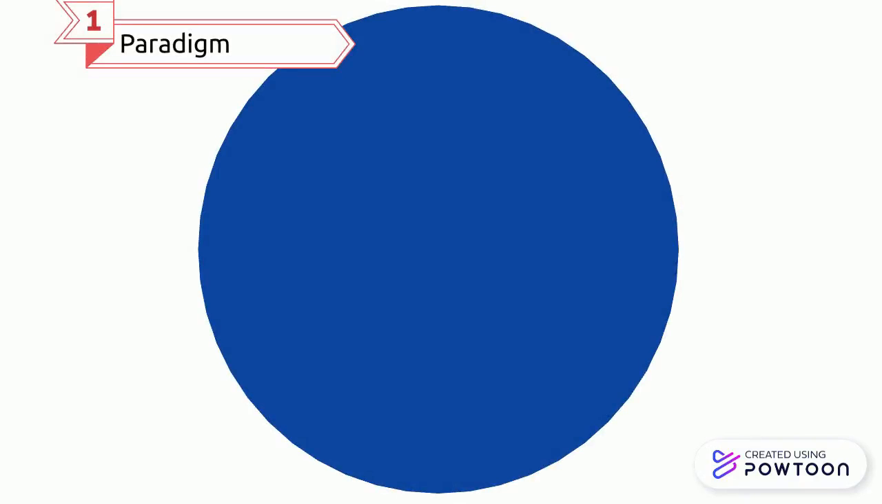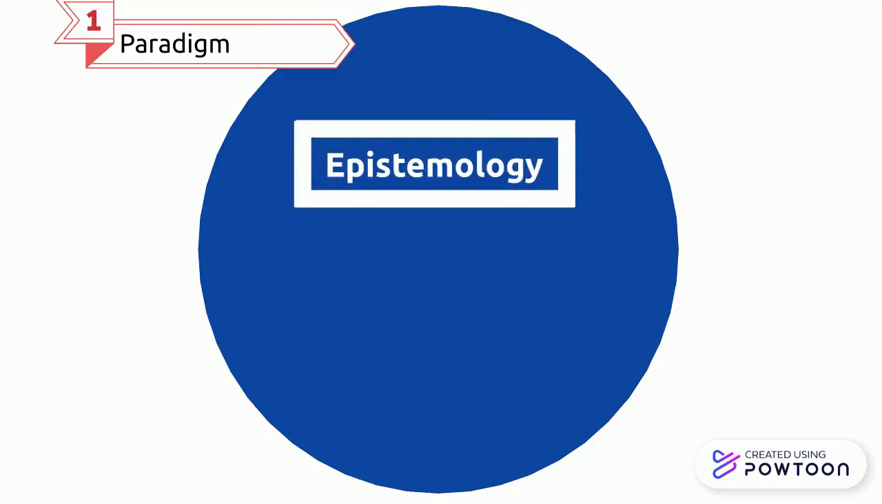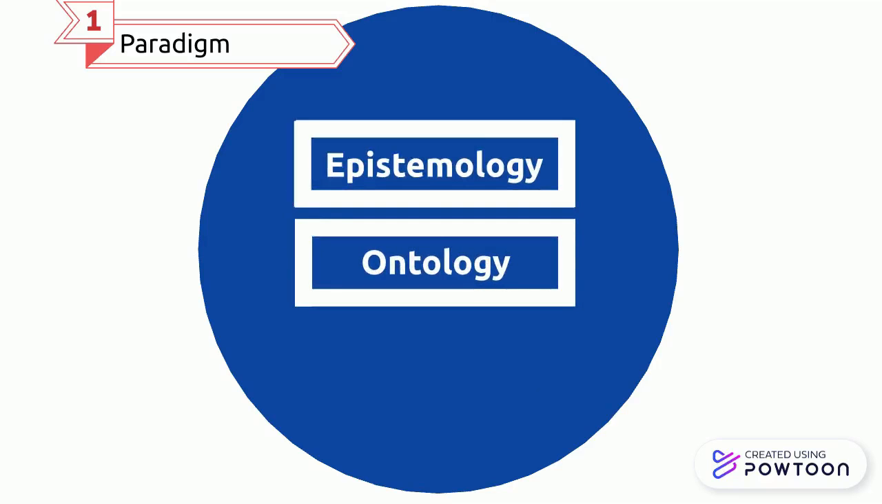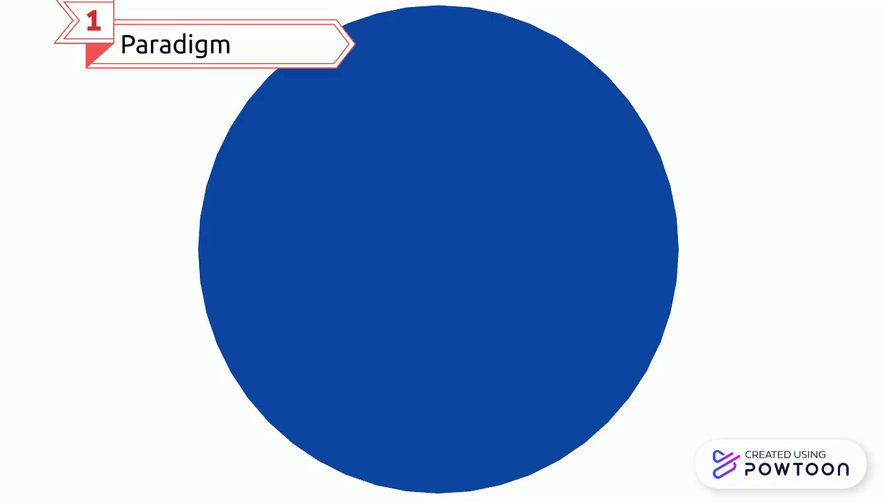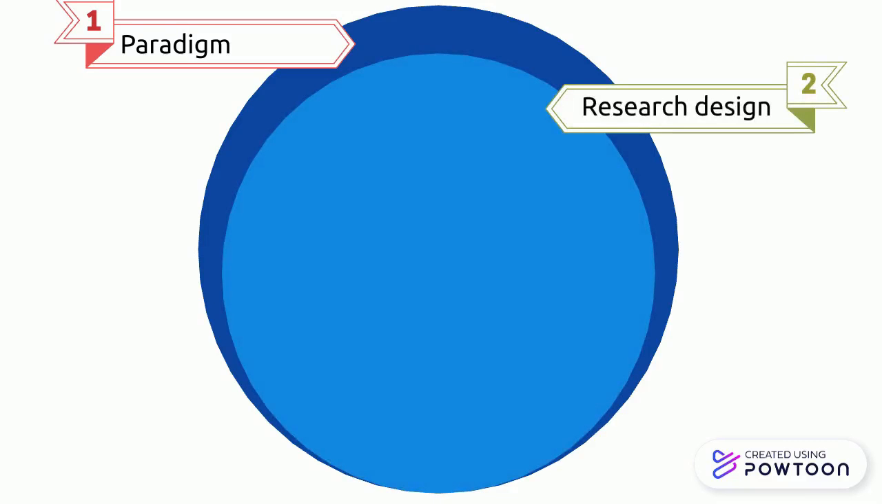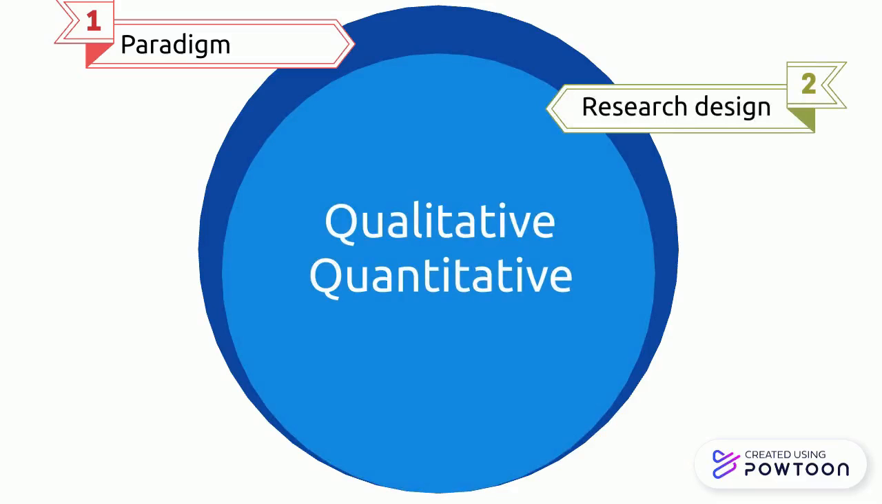Firstly, a research methodology section includes the paradigm. So this is discussing the way in which you see knowledge and understand reality. This is often referred to as epistemology and ontology and can also include the axiology section. Following this, you describe the type of research you are doing. This can be a qualitative study, a quantitative study, or a mixed methods study. So you explain which approach you took and why you decided that was the best approach for your study.